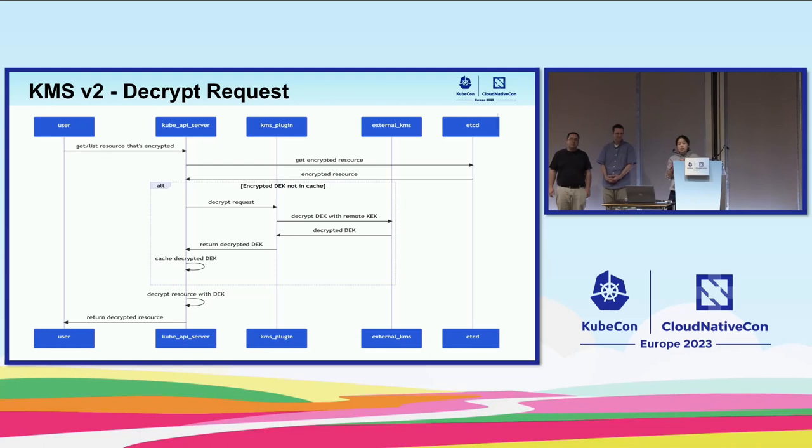And for a decrypt request, like a GET or a list, same thing happens. The API server retrieves the data from etcd, and if the encrypted data encryption key is already in cache, it's going to use that to decrypt the resource. And if it doesn't already have it, it's going to use the key encryption key ID to talk to the plugin and then retrieve the information from the remote KMS to do the decryption of the data encryption key.